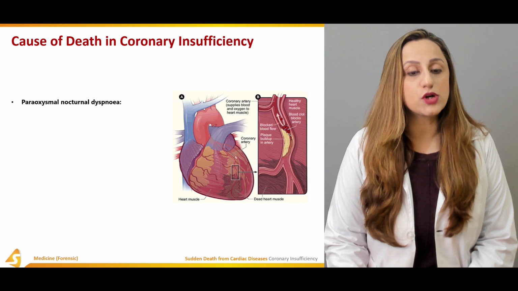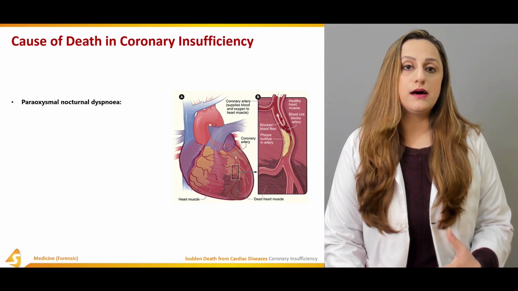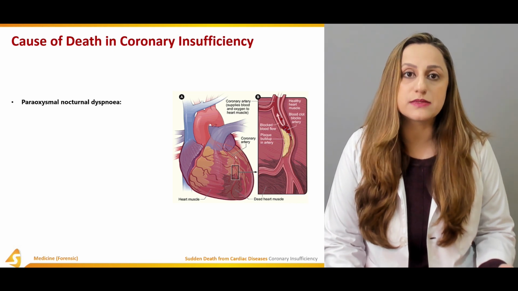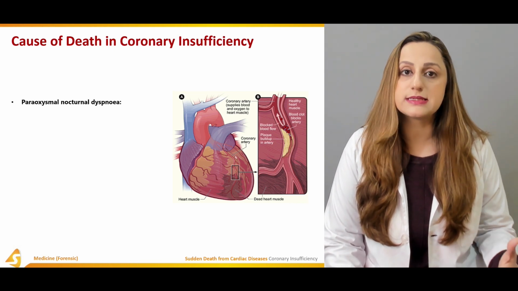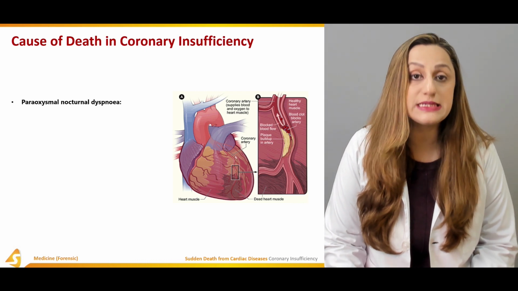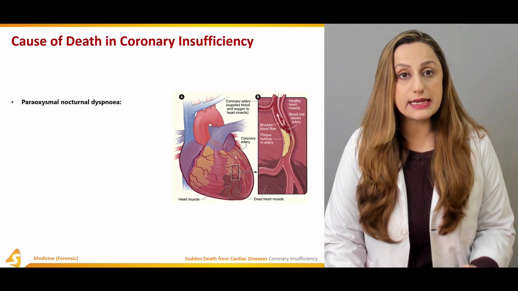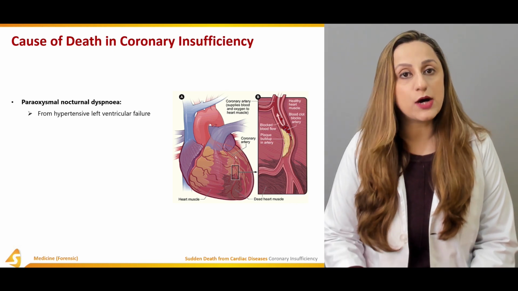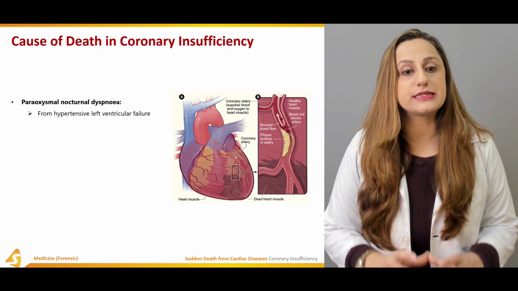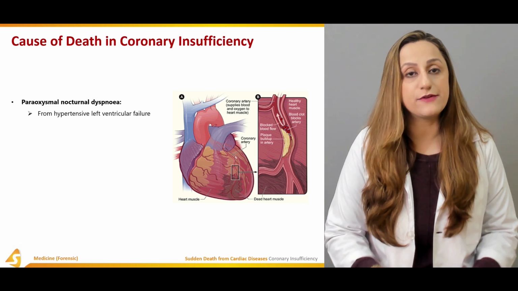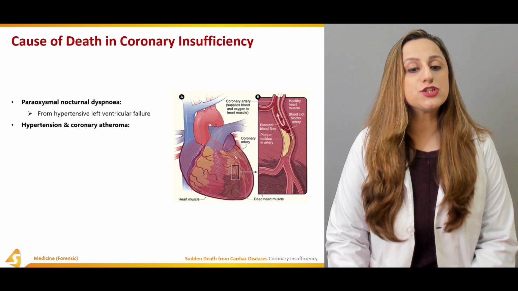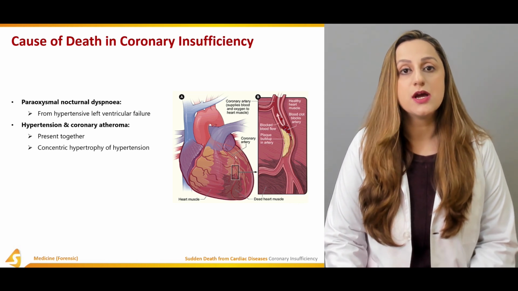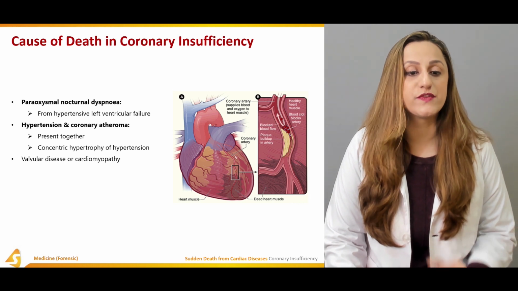The paroxysmal nocturnal dyspnea, it's basically dyspnea that doesn't have any etiology. The person isn't asthmatic, and the person isn't suffering from any respiratory infections, but he still complains of a dyspneic attack that occurs at night. So it is going to basically point out that he has some sort of a cardiac insufficiency from hypertensive left ventricular failure. Hypertension and coronary atheromas take place, and the concentric hypertrophy of hypertension also occurs after this phenomenon.